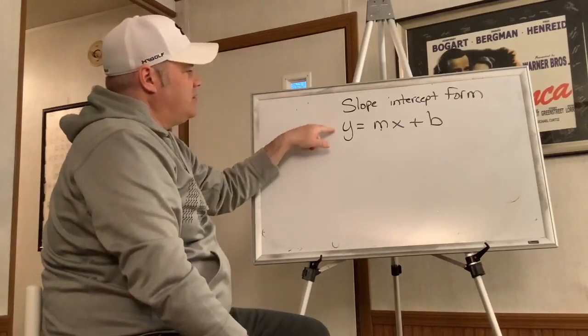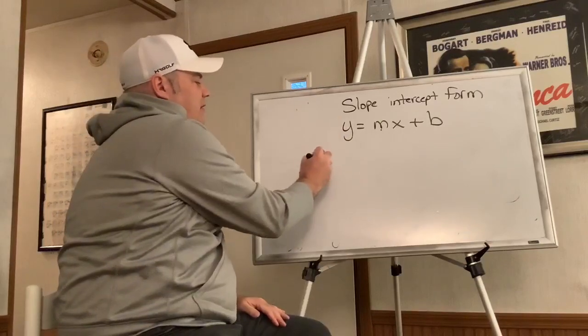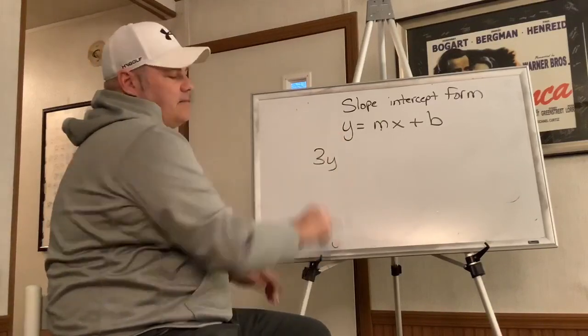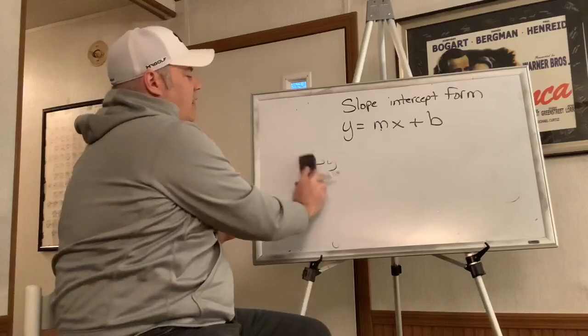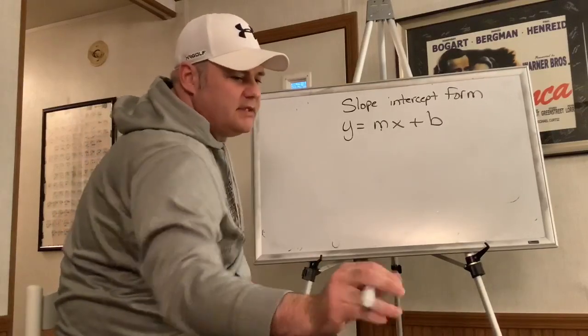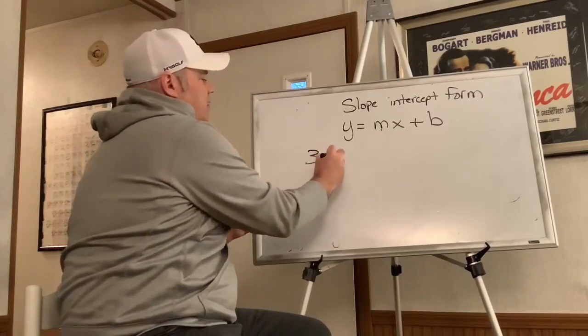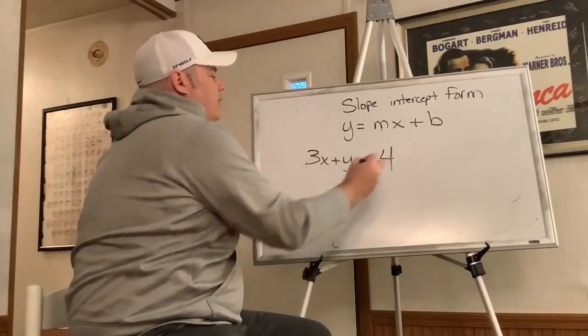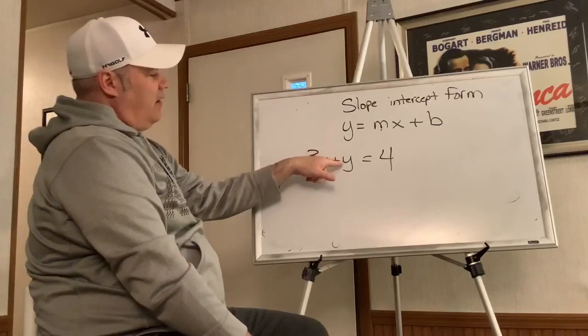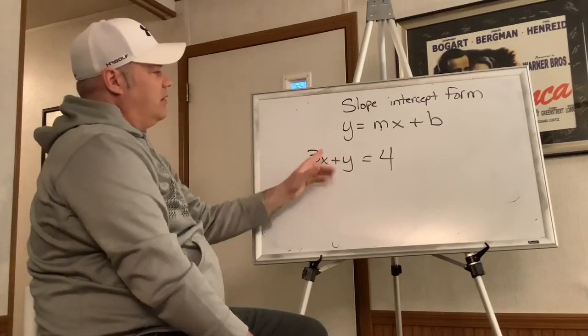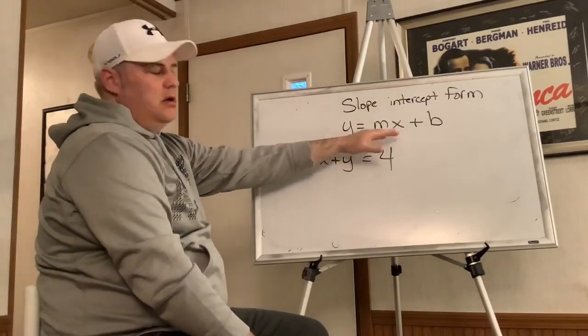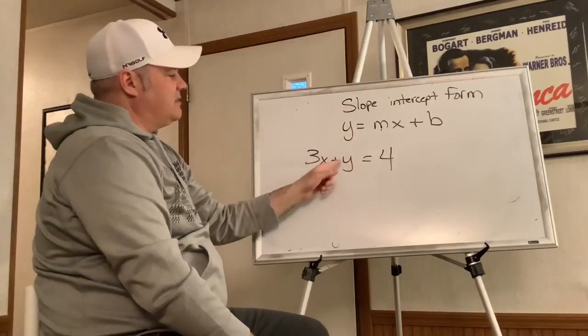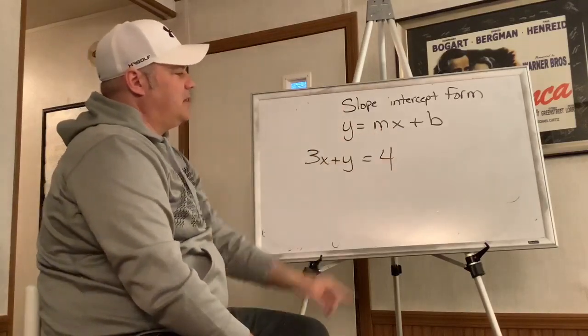What you can't have is a coefficient. So you can't have like 3y. That means you've not solved for y yet. And you can't have it out of order. So let me put one up there as an example: 3x plus y equals 4. Now, y is by itself, but this 3x is out of order. It's not on this side. It's got to be on this side. It needs to be set up as y equals mx plus b.